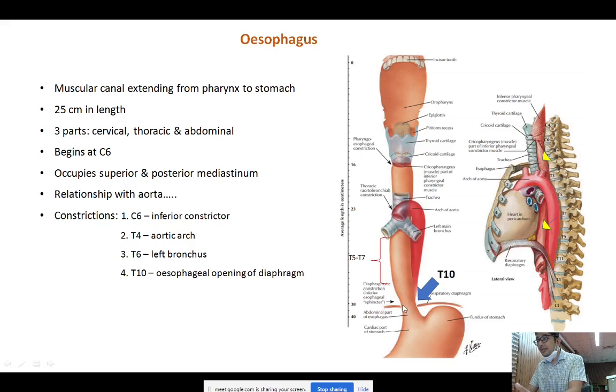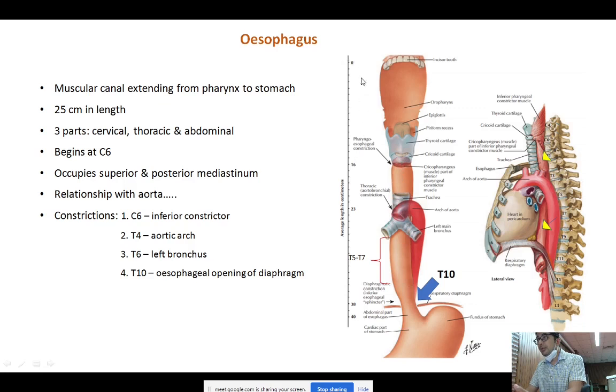The last constriction is where the esophagus enters the stomach through the esophageal opening in the diaphragm. That is about the level of T10. So this will be the last constriction, about 38 to 40 centimeters. Now we are calculating it from the incisor teeth. As a whole, the length of the esophagus is 25 centimeters. We are just seeing the distance from the incisor teeth.